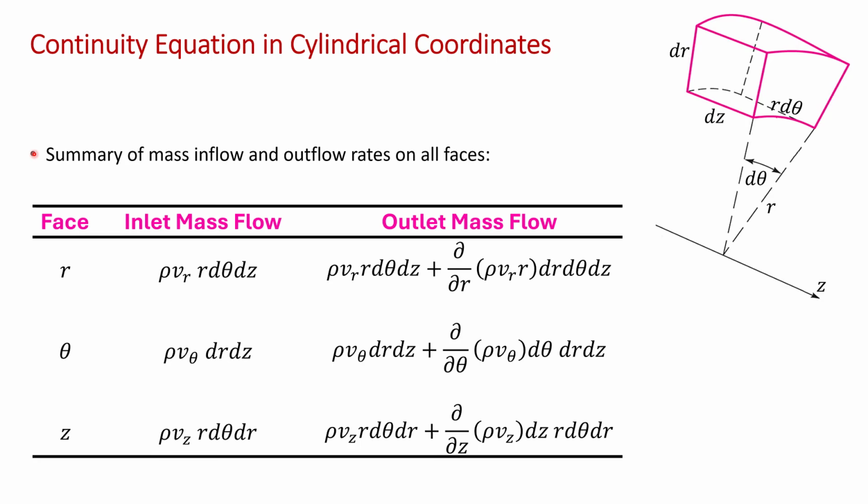So here's a summary of all the mass flow rate terms that we just obtained. We have the mass flow rates in and the mass flow rates out on the r, theta, and z faces of our differential control volume. Now we can do a mass balance on our differential control volume.